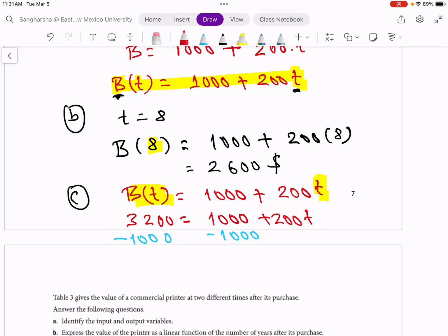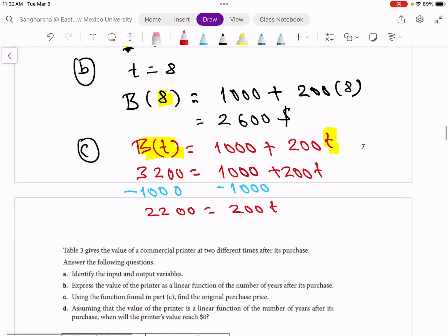3200 minus 1000, that is 2200, equals 200t. Now we need to get rid of 200. For that we divide both sides by 200, and our t is equal to 11. So she needs to work 11 years to get a $3200 bonus. Does anyone have a question here?